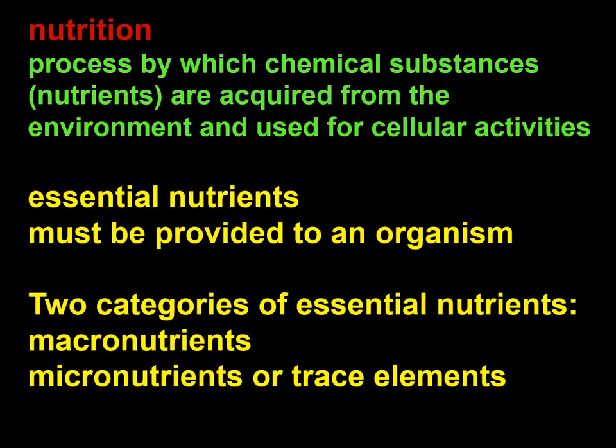What is nutrition? Nutrition is a process by which chemical substances, that means nutrients, are acquired from the environment and used for cellular activities. That is the meaning of essential nutrients that must be provided to an organism. Two categories of essential nutrients are found in media or in the environment: either macronutrients or micronutrients, or trace elements.